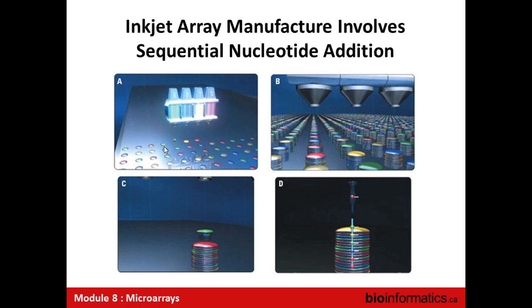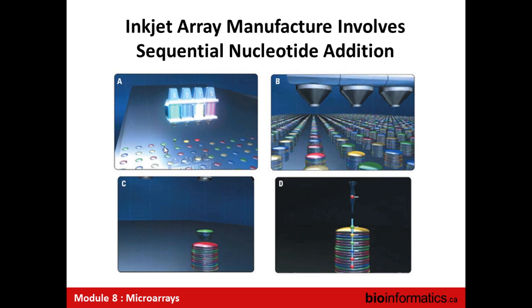The idea then is pretty simple. You've got a printer head. The printer head is moving around a glass slide and dropping nucleotides, one step at a time. And that will eventually lead to the building up of an entire array. You can also immediately guess what some of the challenges are there.